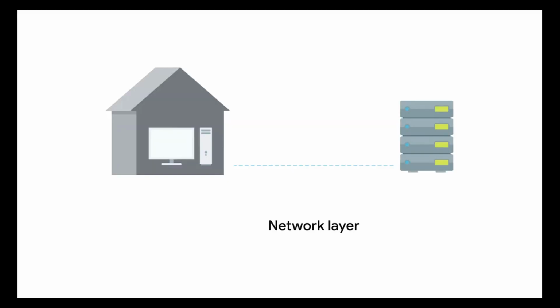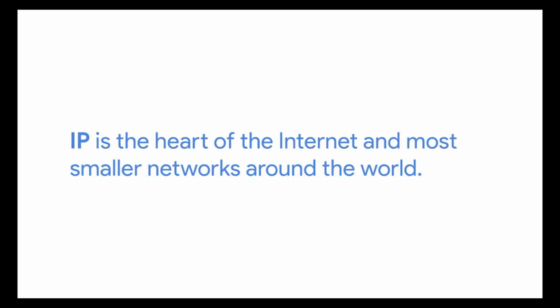While the data link layer is responsible for getting data across a single link, the network layer is responsible for getting data delivered across a collection of networks. Think of when a device on your home network connects with a server on the internet, it's the network layer that helps get the data between these two locations. The most common protocol used at this layer is known as IP or Internet Protocol. IP is the heart of the Internet and most small networks around the world.